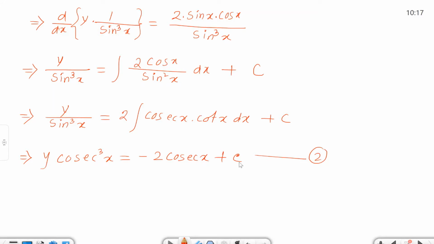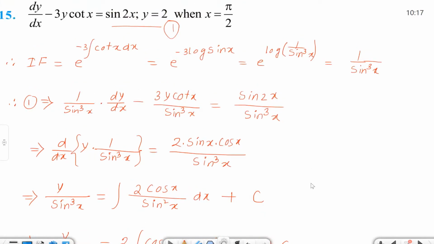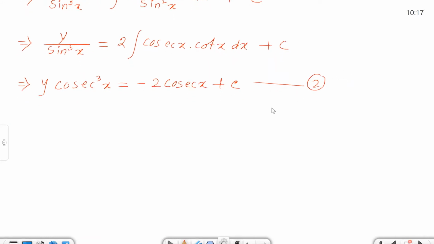Now to obtain the value of c we are to use the condition given in the question, so x and y place of the values given. What values are given? x is equal to pi by 2, y is equal to 2. x is equal to pi by 2 or y is equal to 2.